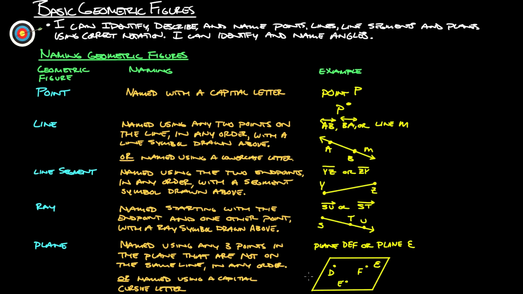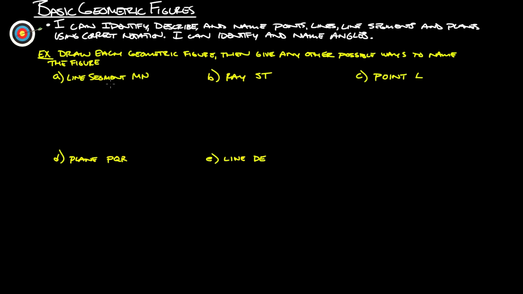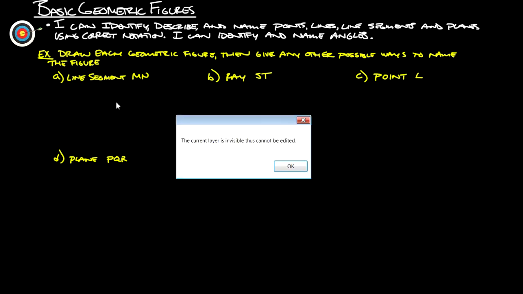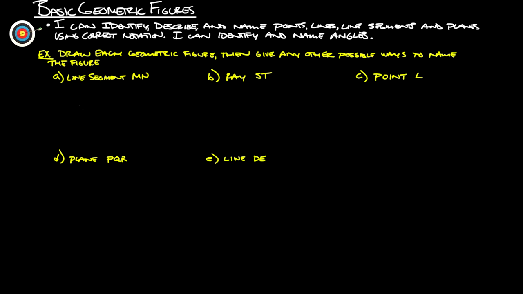Okay, let's take a look at some examples of this. On this example, draw each geometric figure, then give any other possible ways to name the figure. So line segment MN. We're going to draw the line segment MN. So we're just going to draw, oops, sorry about that. Let's see, any old straight line here. Right, and let's call this, say, M. And then this is going to be N. You usually want to put little dots on there to show that that's the beginning and the end.